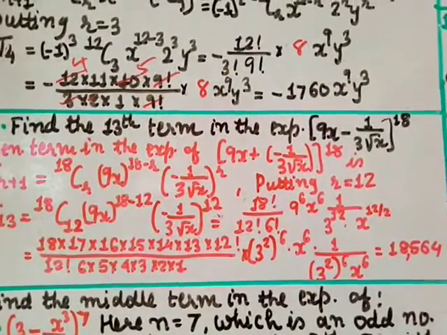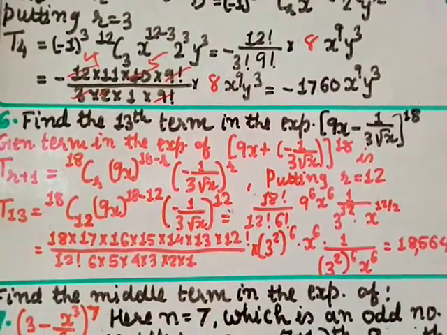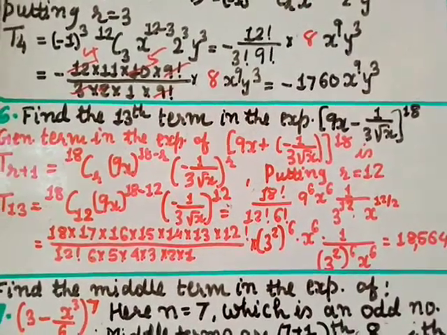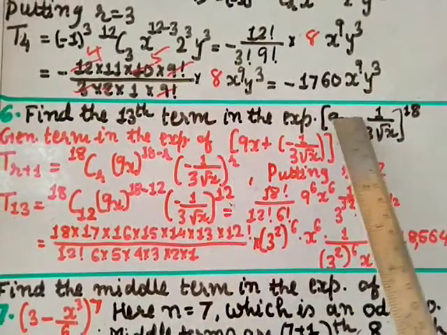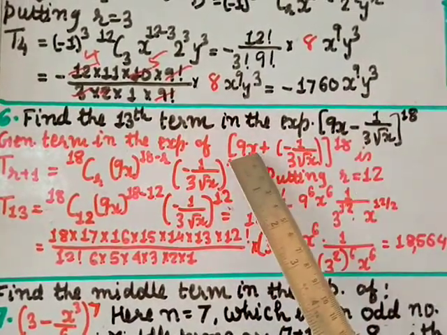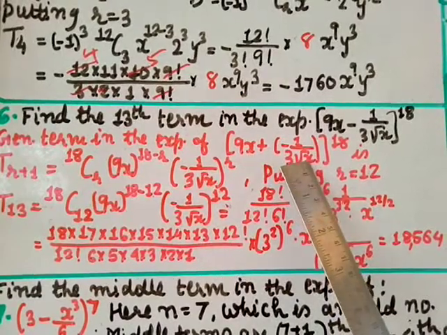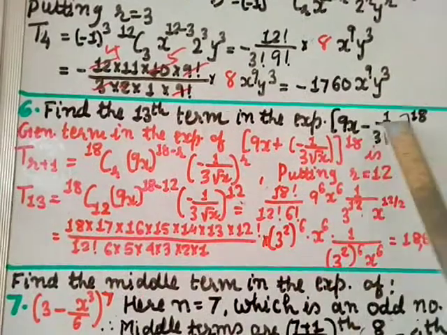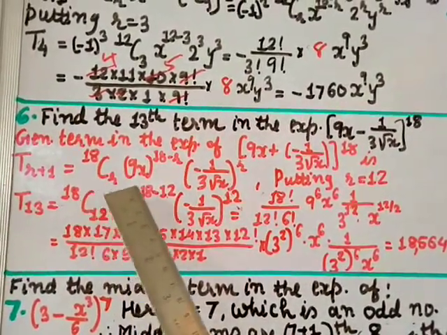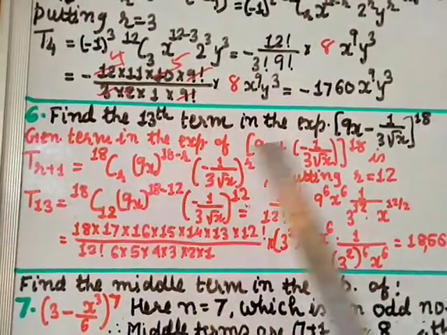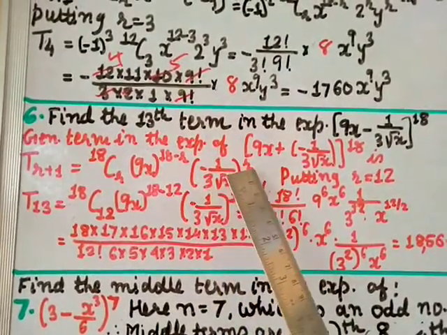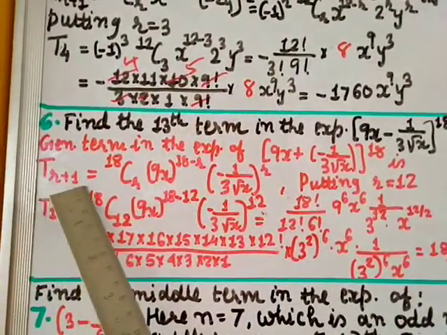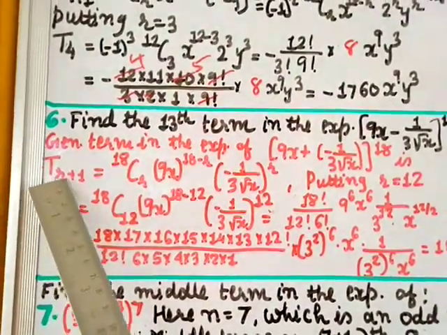Question number 6. Find the 13th term in the expansion of (9x minus 1 by 3 root x) power 18. The general term in the expansion of this one, 9x, this minus I am writing as plus into minus 1 by 3 root x, whole power 18, is given by the same formula, tr plus 1 equal to, n is 18. So 18 cr 9x power 18 minus r into the second term, minus 1 by 3 root x power r. Now I want the 13th term. So to get 13 here, I need to put the r value as 12, right? So putting r is equal to 12.